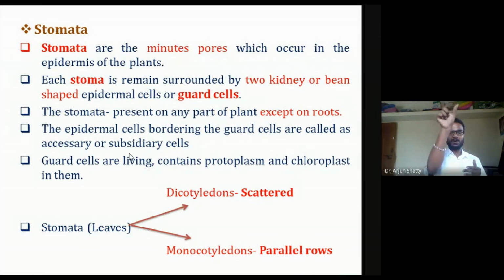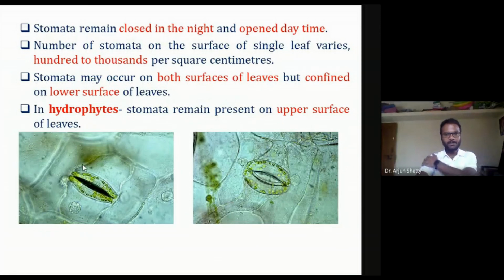This is what a leaf looks like. When you talk about a long leaf, you can see they are arranged one below each other. We'll show you images of how they are arranged in monocotyledons. But remember that the irregular or scattered distribution of stomata can be seen in dicotyledons, whereas the parallel arrangement of stomata in the form of rows can be seen in the monocotyledon leaf.